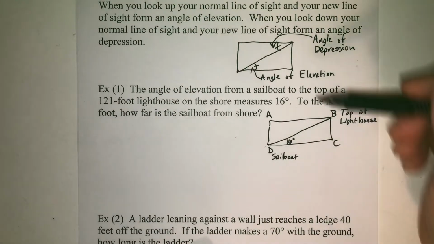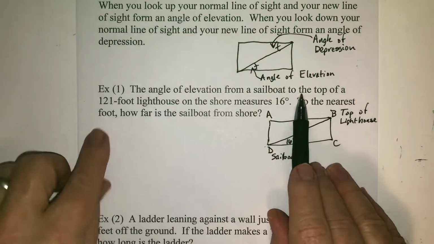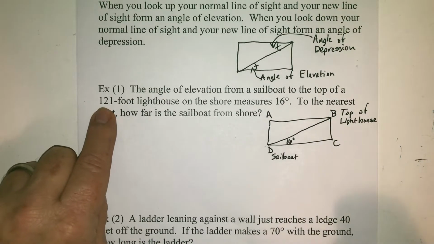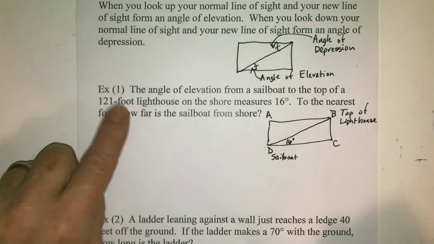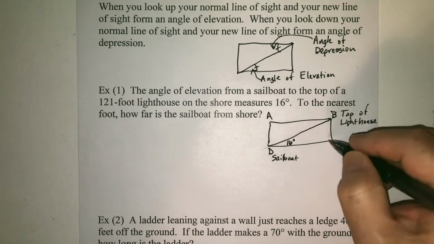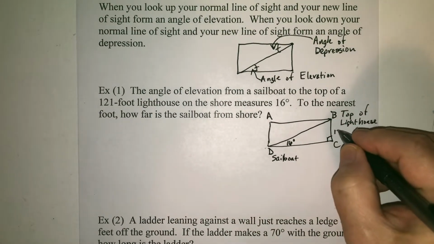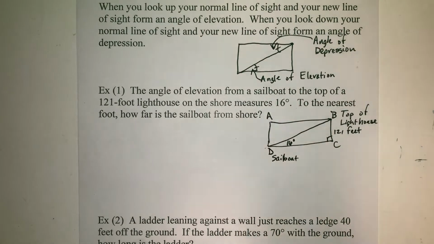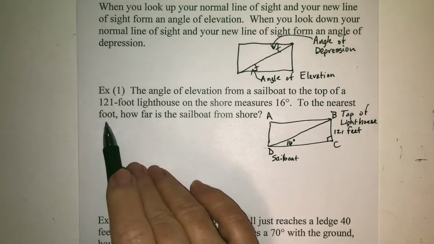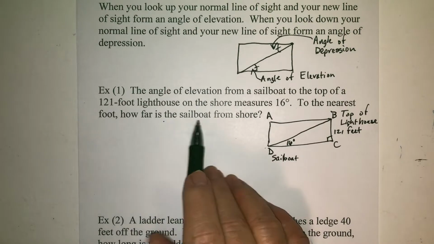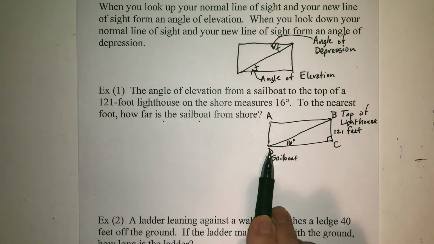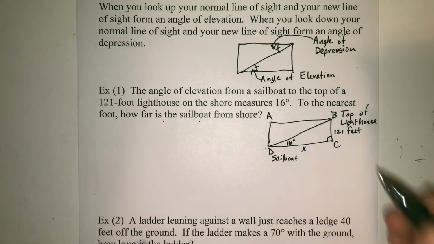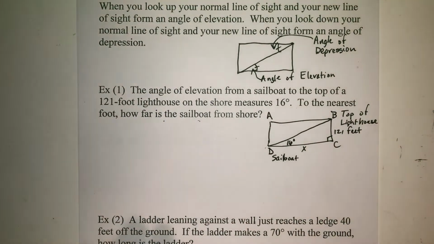The lighthouse itself is 121 feet, and that's represented by segment BC, 121 feet. What we are looking for, to the nearest foot, is how far is the sailboat, which is point D, from the shore? Well, that would be over here at point C. So we're looking for, if you like, DC or X, whatever you want to call it.